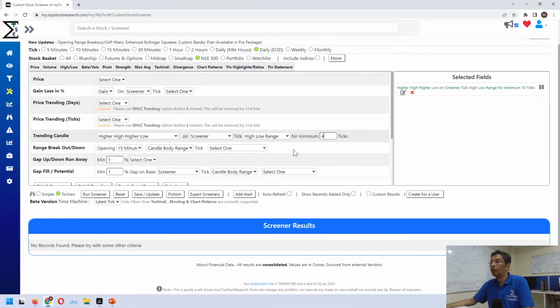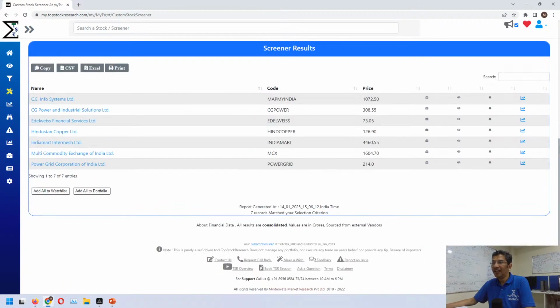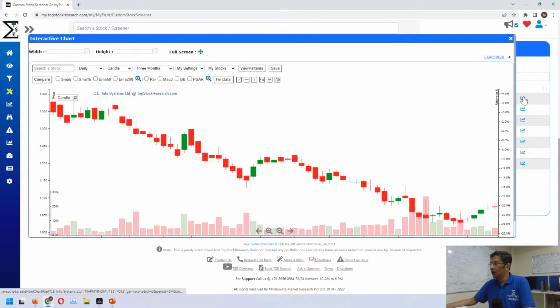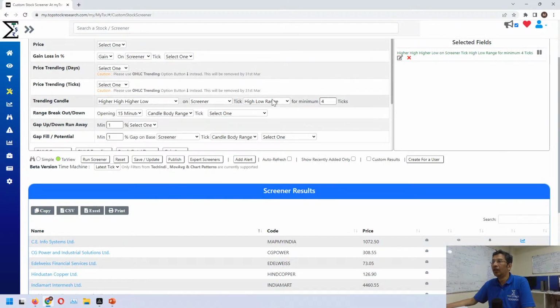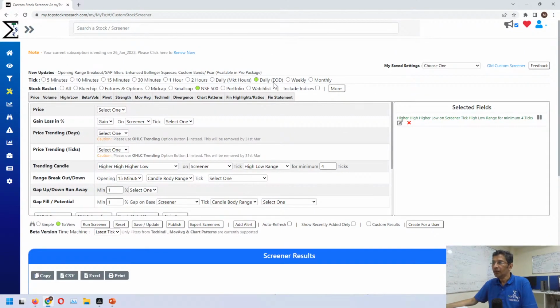Let's say we do for four ticks. That means every day the candle is making newer highs and newer lows on the highs and lows. In the previous one, what we did is we did on the body, right? So you have an option of this thing. You can do it on one candle or you can do on multiple candles. For example, the candle that we have chosen is screener tick, right? Screener tick here is EOD.